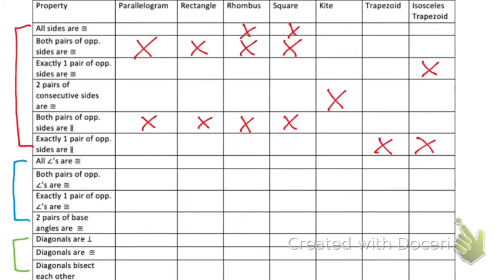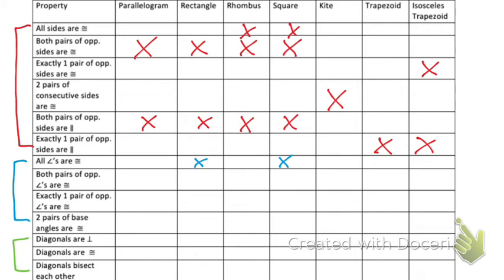Now we're on to angles. All four angles are congruent. What shapes is that true for? Seth? Rectangle and square. All four angles are 90 degrees in both those. Why do you switch color? To differentiate between sides, angles, and diagonals.